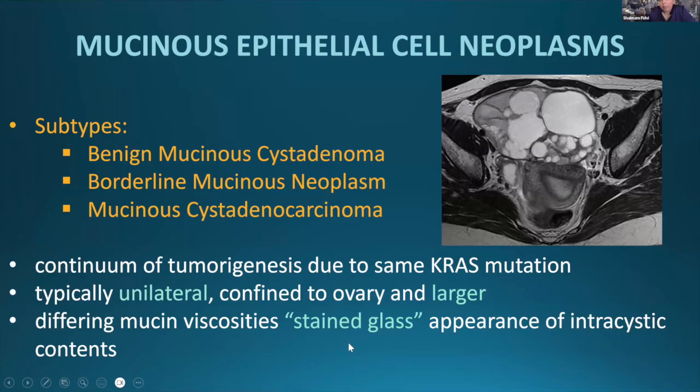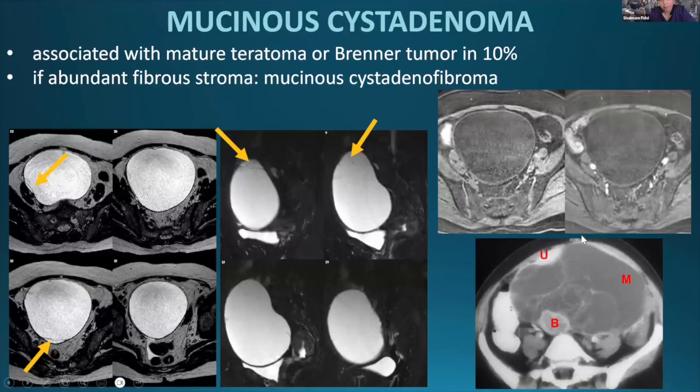What's described is this classic appearance of a stained glass pattern on MRI. And this is because the differing mucin viscosities within this lesion cause a differing appearance to the intracystic content. So this is nicely shown in this example. This is a T2 axial image through the pelvis. Here's the uterus, and you can see this large multi-loculated cystic adnexal lesion. You can see how components of this lesion are more T2 hypointense, producing this classic stained glass morphology for mucinous neoplasms.